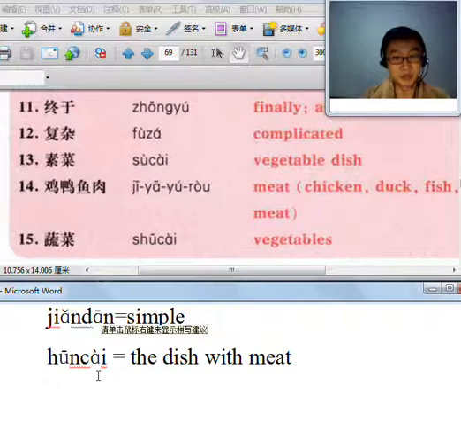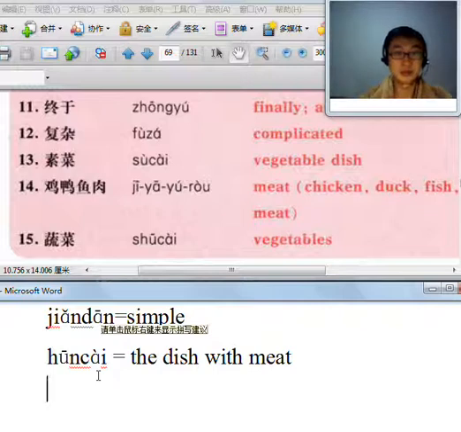But remember, it's the dish with meat. Not all meat, not like no vegetable. But if the dish has meat, we call it 荤菜. But 素菜, all should be vegetable, no meat at all. Okay.